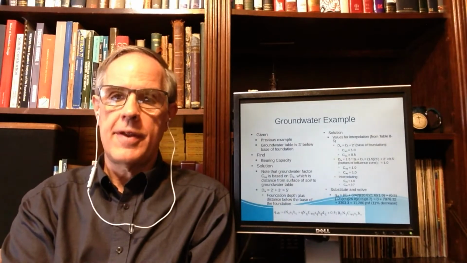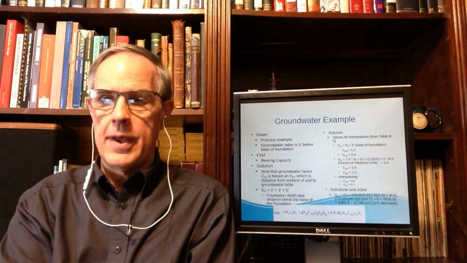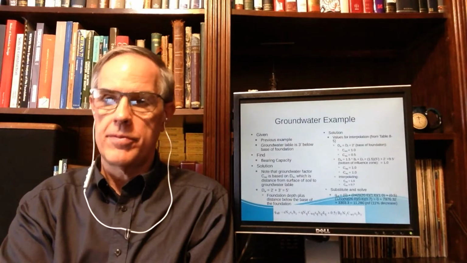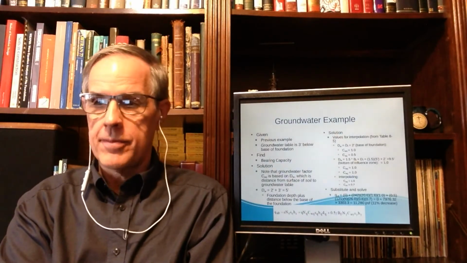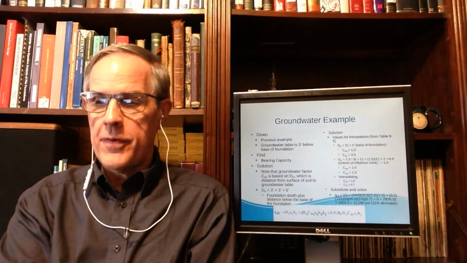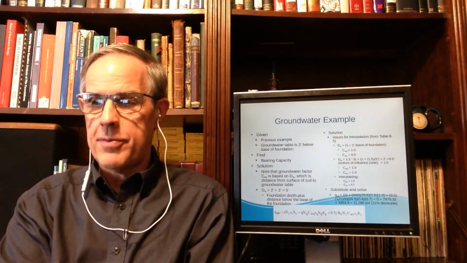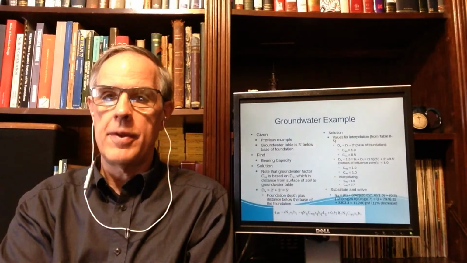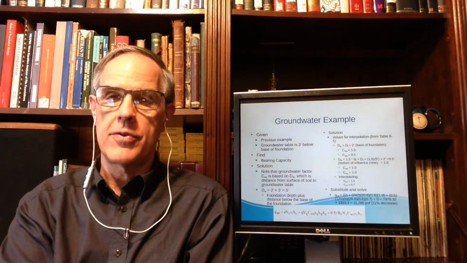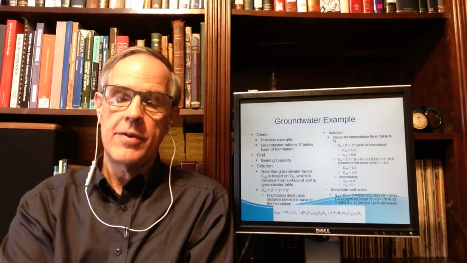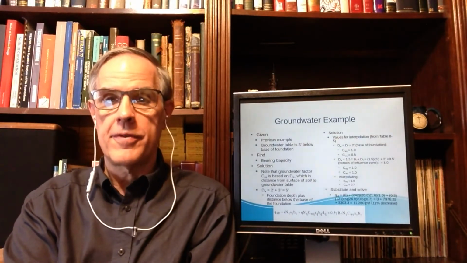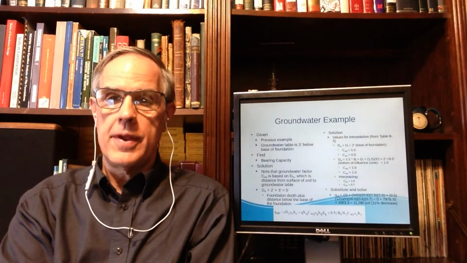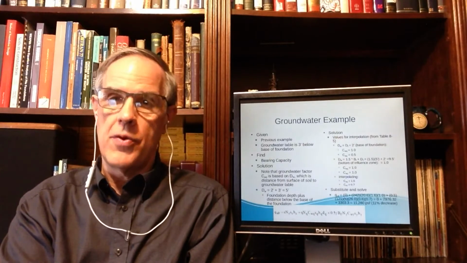Let's consider an example. It's really the same example we had last time, except that now the groundwater table is 3 feet below the base of the foundation. Find the bearing capacity. The groundwater factor is based upon the depth, DW, the depth of the water. The water table is 3 feet below the base, and the base is 2 feet below the surface, therefore the water table is 5 feet below the surface. That's an easy thing to overlook in the haste of solving problems, but don't.